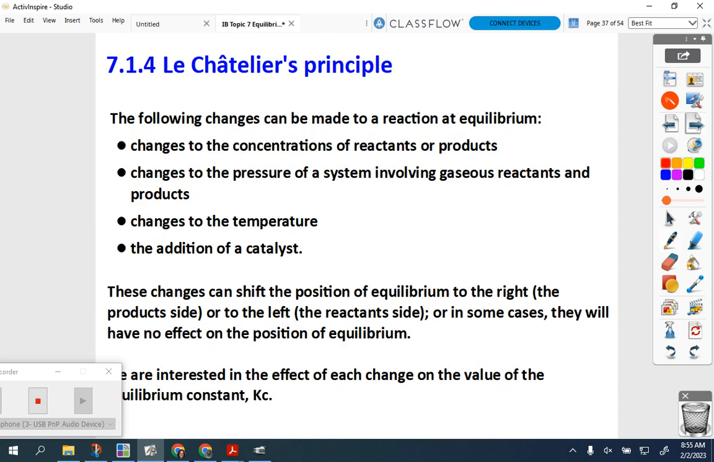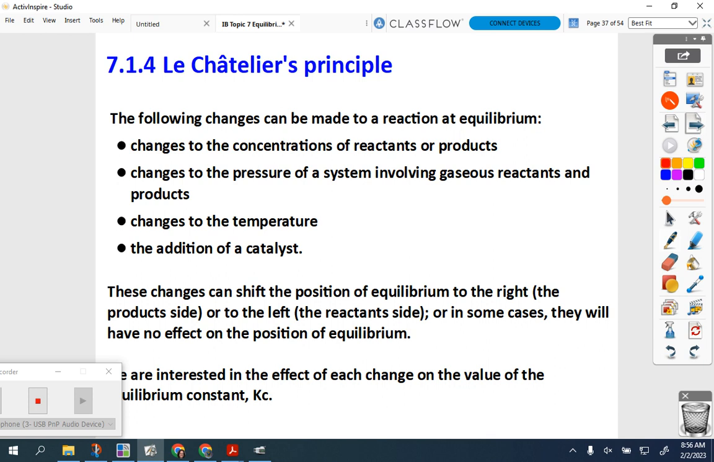So there are 4 things that you're responsible for knowing about changes that can happen to a reaction at equilibrium. One is changes in concentration of reactants or products. One is changes in the pressure of the system, if we have gaseous reactants and or products. So we'll talk about that.